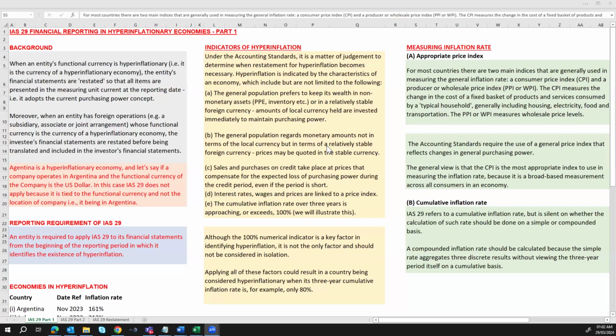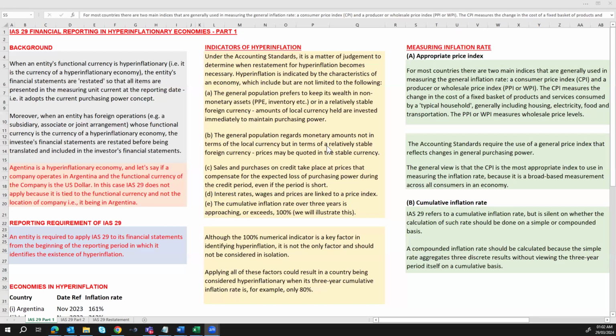Moreover, when an entity has foreign operations, e.g. a subsidiary or associate or a joint arrangement, whose functional currency is the currency of a hyperinflationary economy, the investee's financial statements need to be restated before being translated and included in the investor's financial statements.